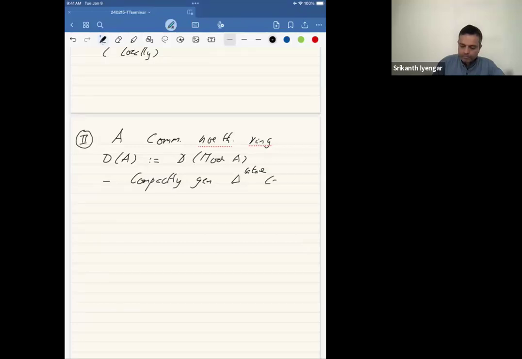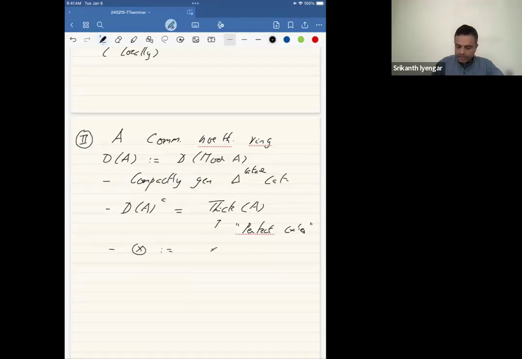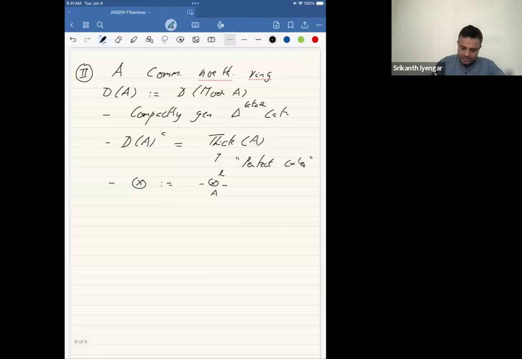And the compact objects, by this I mean the perfect complexes, those that you can build out of A. So these are what are called perfect complexes. Okay, so these are the compact objects, and this is even a tensor triangulated category where now the tensor product is given by the derived tensor. It's not terribly important, but let me mention that A is a generator, just almost by definition.